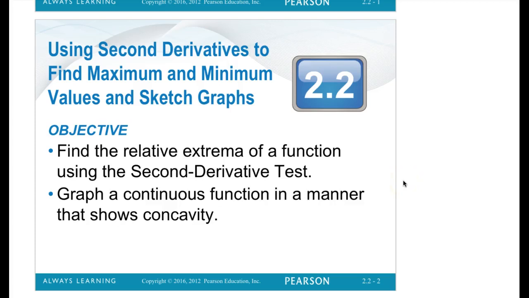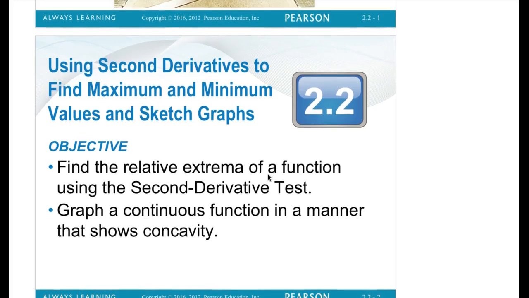This is part one of chapter 2.2 video lectures. I'm looking at your note sheets that go along with chapter 2.2. We're going to be talking about the second derivative test and how we use that to find maximum and minimum values, similar to what we did in chapter 2.1. So here's a quick introduction to that.